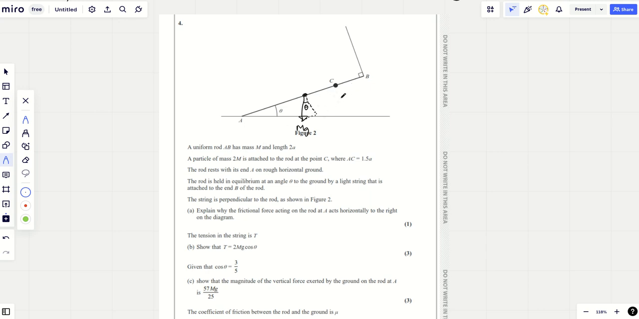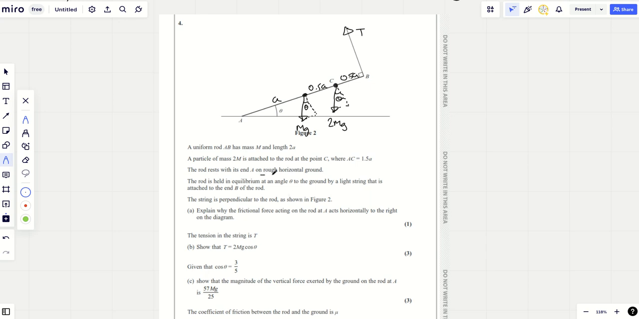Particle mass 2m is attached at 1.5a, so this is going to be 2mg. That's going to be theta still, and that's going to be 0.5a, 0.5a. It's nice to have that clear. The rod is held in equilibrium at an angle theta to the ground by a light string. The string is light, and so I guess that's a tension in the string. Okay.